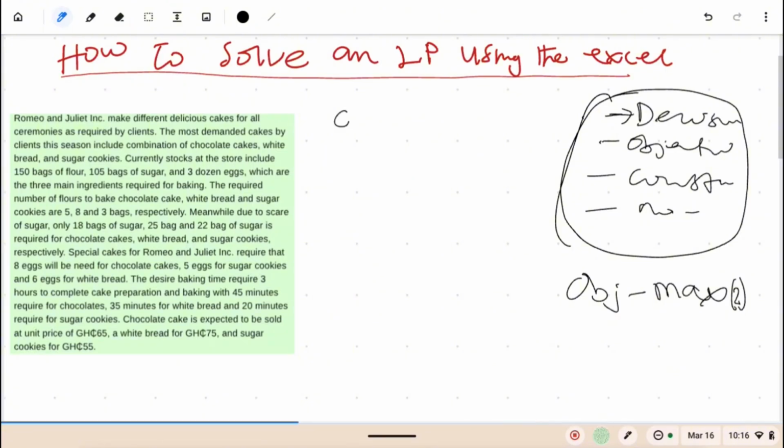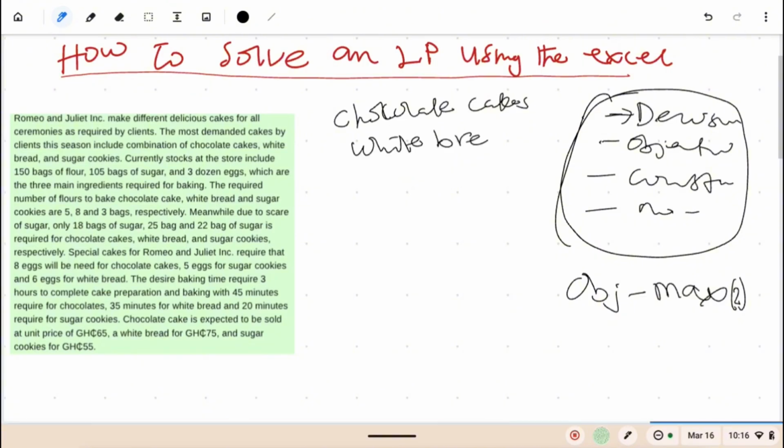So let me write it. They produce chocolate cake, right? And then they produce white bread, and also they produce sugar cookies. So these are the three things that they produce.